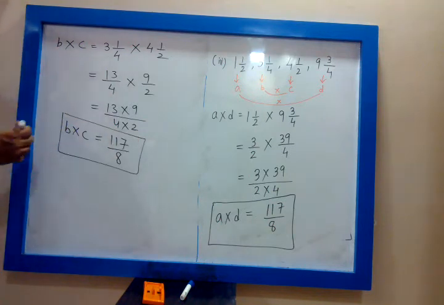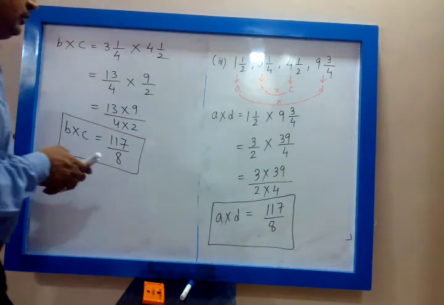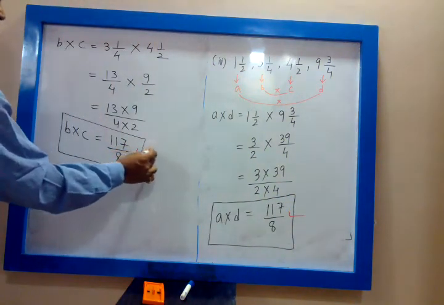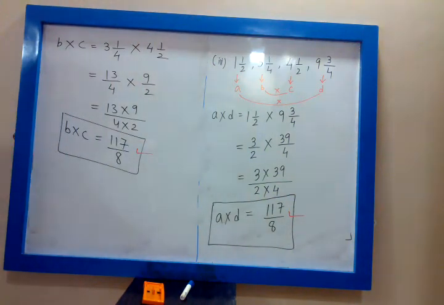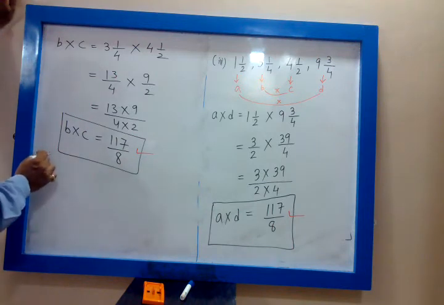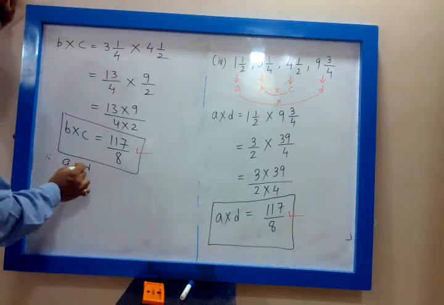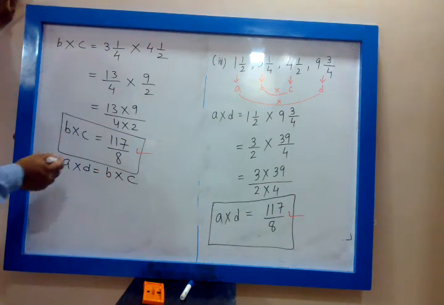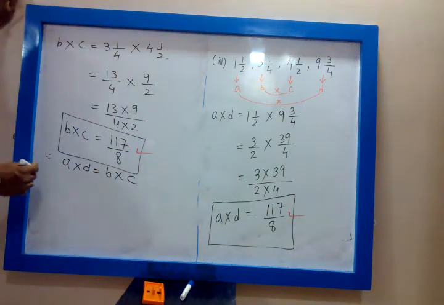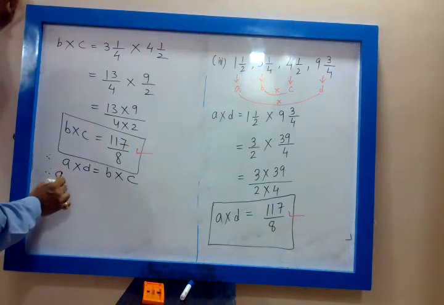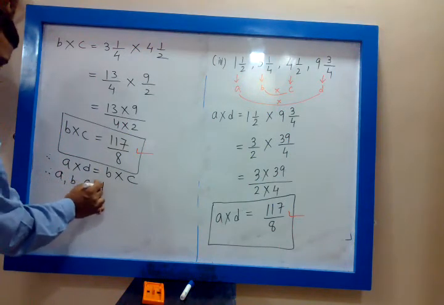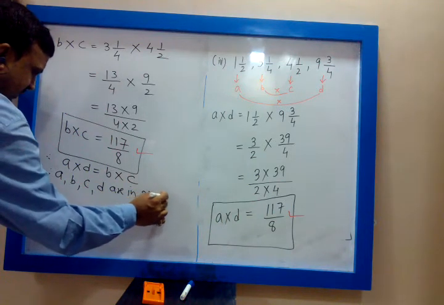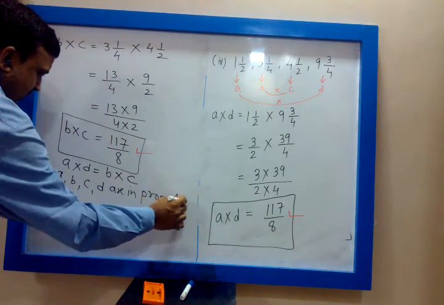Whether they are equal? Tell me. A into D is 117 upon 8. B into C is also 117 upon 8. Whether they are equal? Yes. Therefore A into D is equal to B into C. So product of extreme is equal to product of means. Therefore A, B, C, D are in proportion.